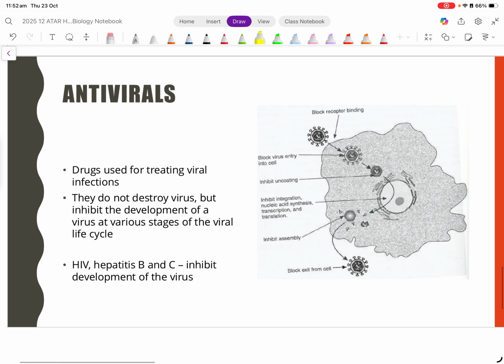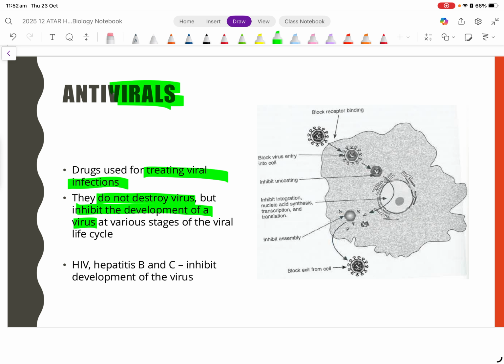Finally, we have antivirals. Antivirals are not the same as antibiotics. Antivirals, as their name suggests, are used for treating viral infections. Now, it's really important to note that they do not destroy the virus. They are not like bactericidal antibiotics. Instead, antivirals work by inhibiting the development of a virus at any of the different stages of its development.